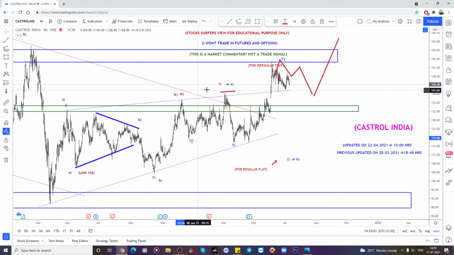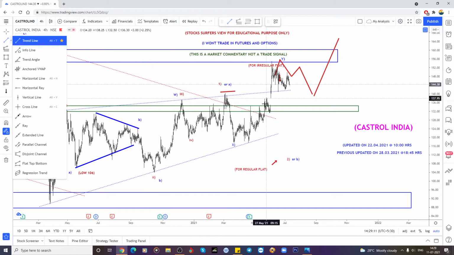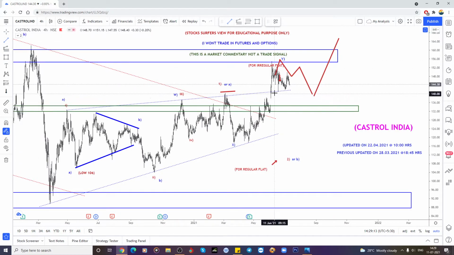So this could be a leading diagonal, that is what I have written here, it's a wave 1 or A. And immediately after that, if it has broken the high, I expected that irregular flat formation, that is why I have explained that. So that is also not valid, I think, it has already reached the 1618.